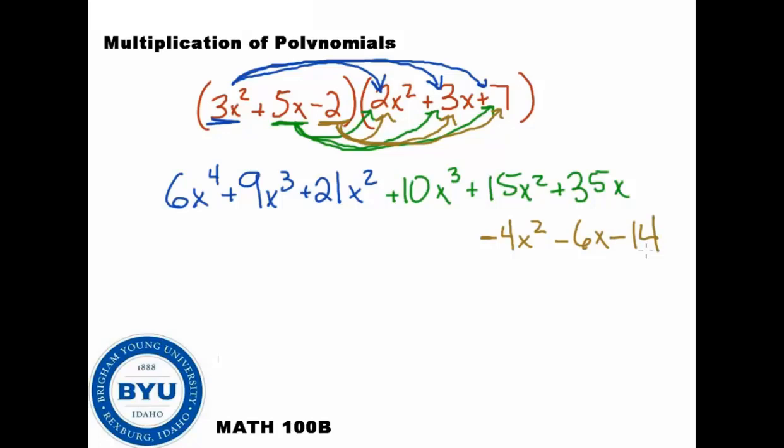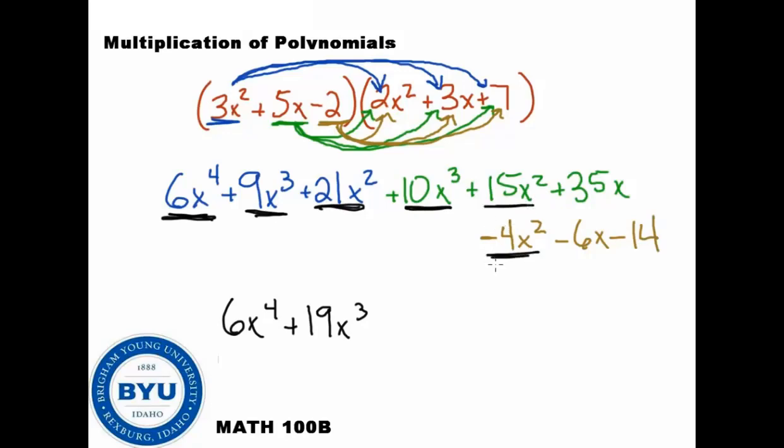Okay, good. So once you get all the multiplication done, then the last step is to combine the like terms. So we'll go ahead and combine our x to the 4th. There is just one of these x to the 4th. What about x cubed? We've got 9 here, 10 here, no others. So that's 19x cubed. Let's look at x squareds. Here we've got 21x squared and 15x squared and a negative 4x squared. If you bust those out, you get 21 and 15, which is 36 minus 4 is 32x squared.